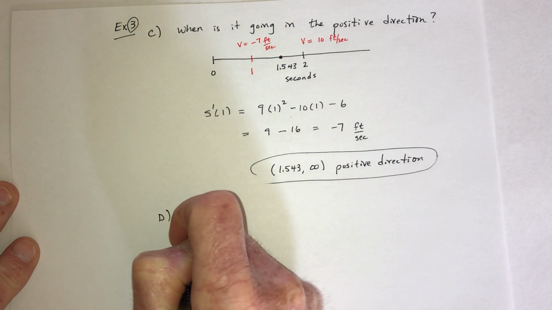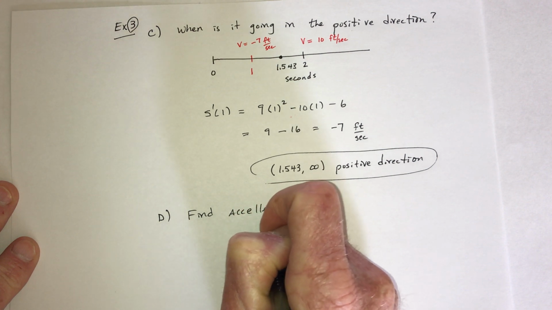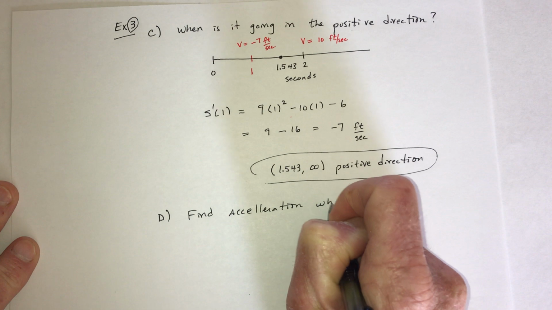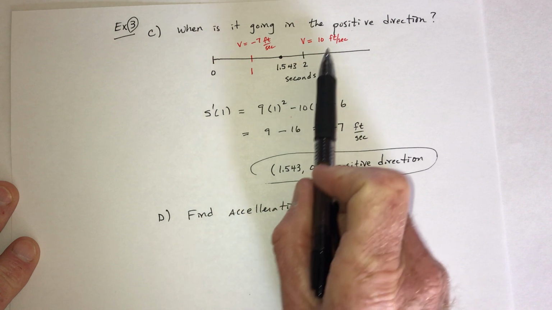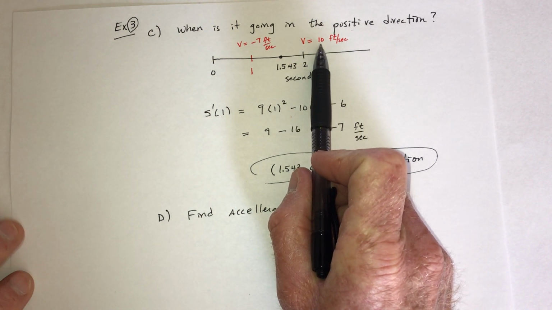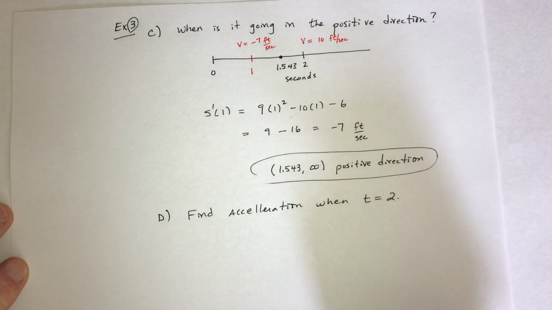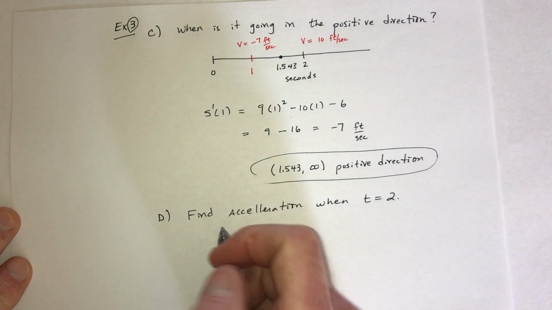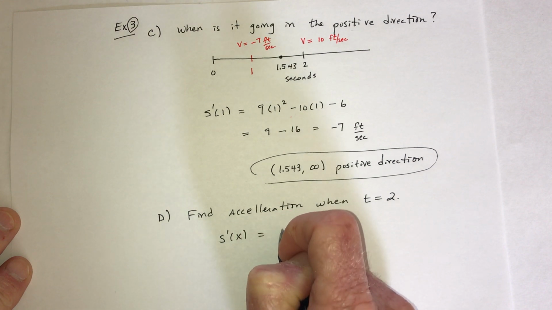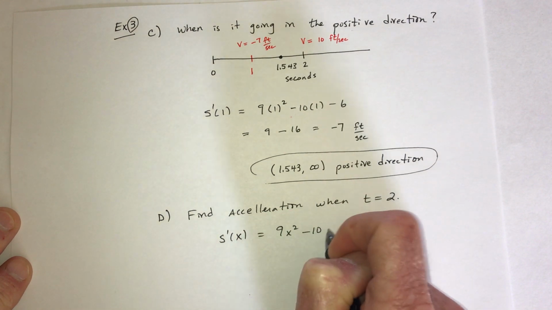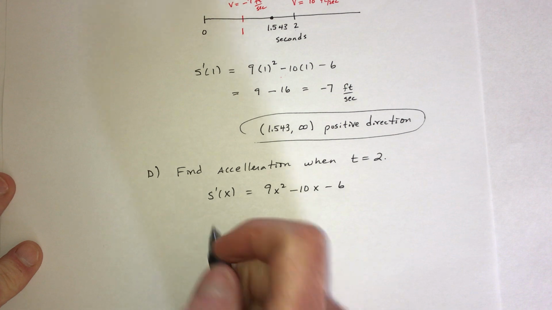And then for part D, find acceleration. So at t equals 2 seconds, its velocity was 10 feet per second. But is it speeding up or slowing down, or is it holding a constant velocity? Acceleration will tell us. So we have that the first derivative was 9x squared minus 10x minus 6. The first derivative is velocity. The second derivative is acceleration.